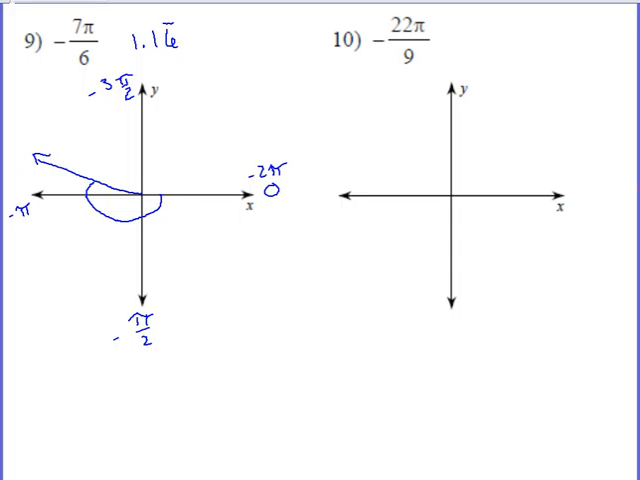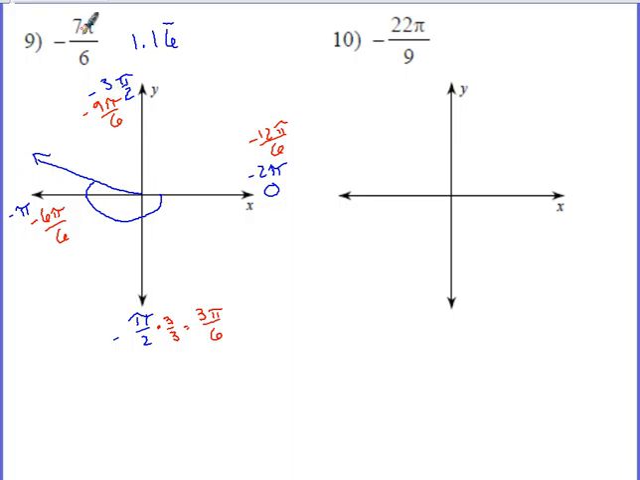A second way to do this is to make all your quadrantal angles have the same denominator as what you're given in the problem. I'm given negative 7 pi over 6, so I would make all my quadrantal angles be over 6. To get this over 6, I would have to multiply by 3. So that would give me 3 pi over 6. This would be 6 pi over 6. This one would be negative 9 pi over 6. And then 2 pi would be 12 pi over 6.